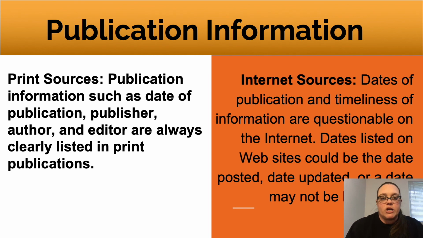we're talking about publication information. So for the print sources, now we're talking information such as date of publication, who is the publisher, who the author is, and often who the editor or editors are, is always clearly listed. Again, usually on the frontis page, right when you open the book. For the internet sources, again, dates of publication and timelines of information can be questionable. Dates listed on websites could be the date posted, the date updated, or maybe even not listed at all.